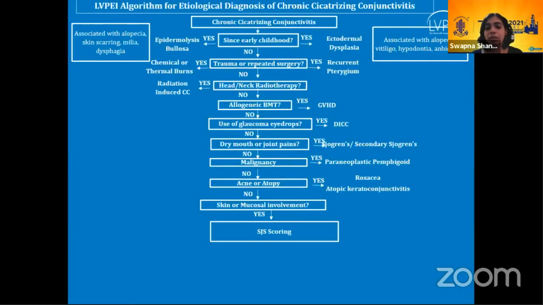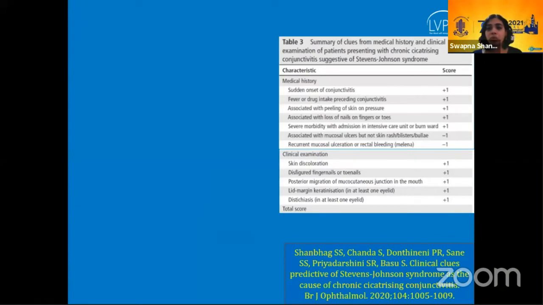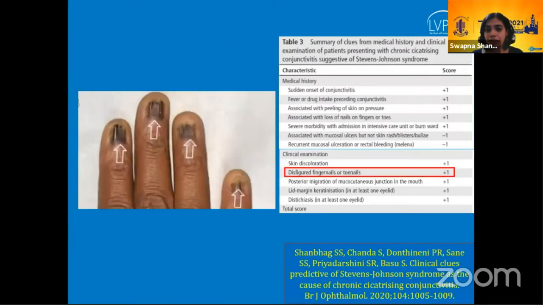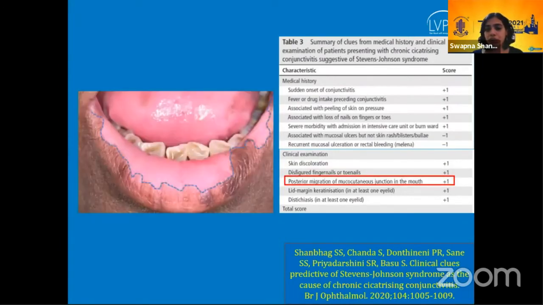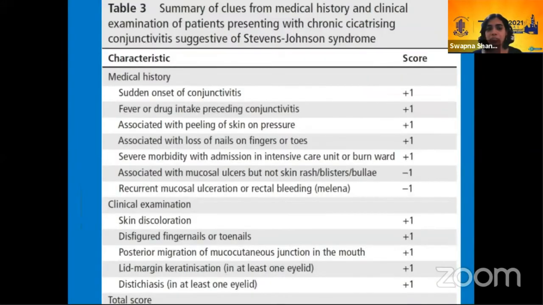And then we do something that we have formed, which is the SJS scoring. This was published in the British Journal of Ophthalmology last year. What we do is we take a very good medical history and do a very good clinical examination to mainly come to the diagnosis of SJS. So skin discoloration, disfigured fingernails or toenails, posterior migration of the mucocutaneous junction, lid margin keratinization, distichiasis, all of this gives us 1 point each in the scoring system, and medical history is again important.